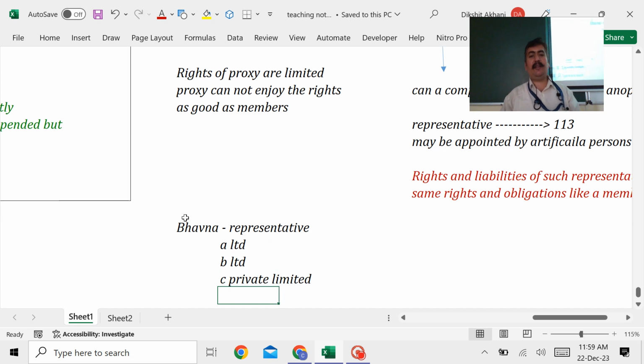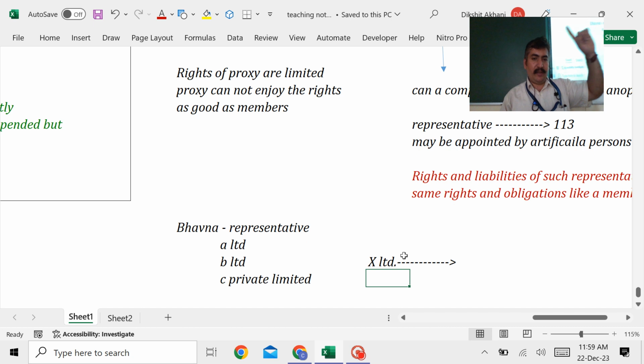She went. Now all these three are the shareholders of another company, X Limited, and X Limited called the meeting. So Bhavna, who is the representative of A Limited, B Limited, and C Private Limited, attends the general meeting of X Limited. The question is, for the sake of considering the numbers in the quorum, Bhavna's presence will be considered in how much number? Is she 1 or is she 3?